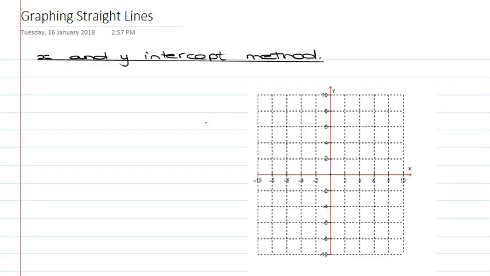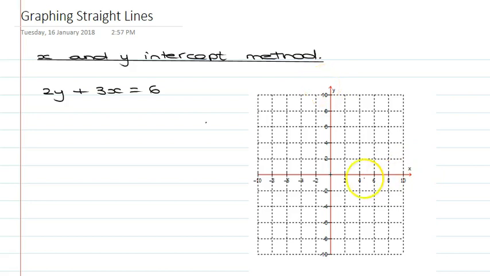In order for this method to work, we have to have an equation first that we're going to plot. So I'm just going to do an example. We'll do 2y plus 3x equals 6. Now for this method to work, we obviously need an axis with an x and y axis, and then we need to find out where x equals 0 and where y equals 0.